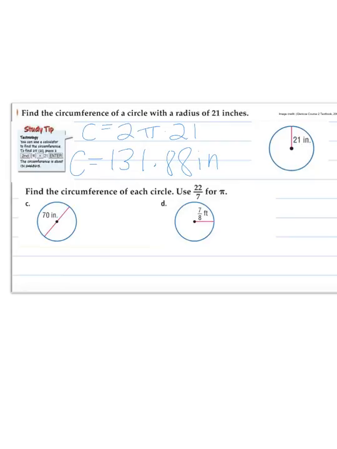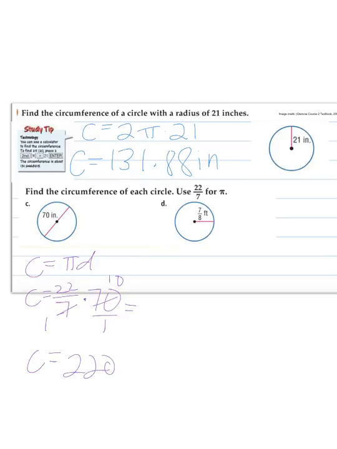Next one, this time we are using 22/7 for pi. So circumference equals, this time they're given the diameter, so pi times diameter. For pi, 22/7 times 70. 70/1. I can use my shortcuts. 22 times 10, 220 inches.